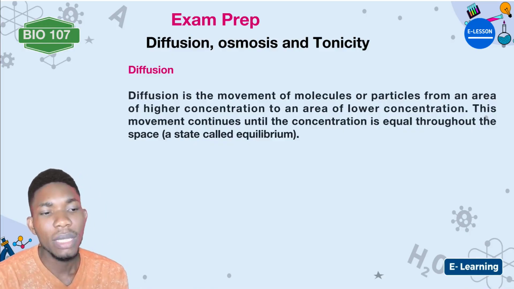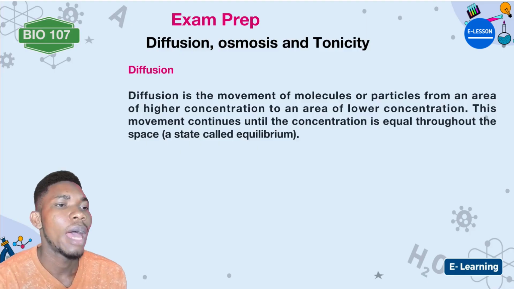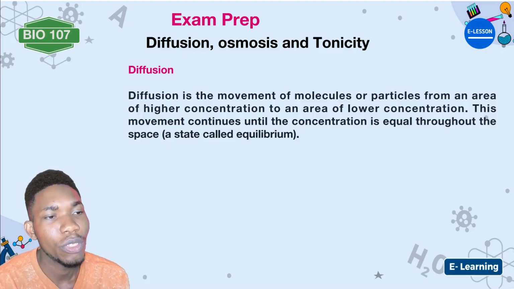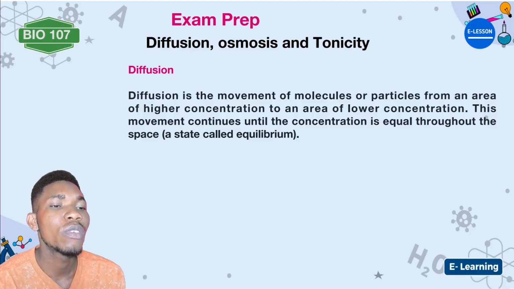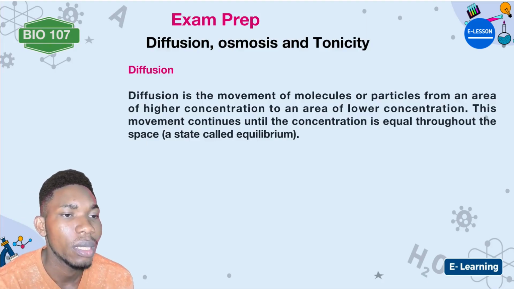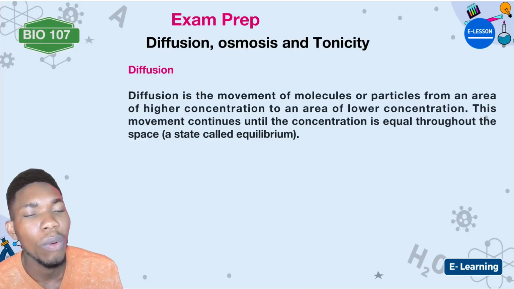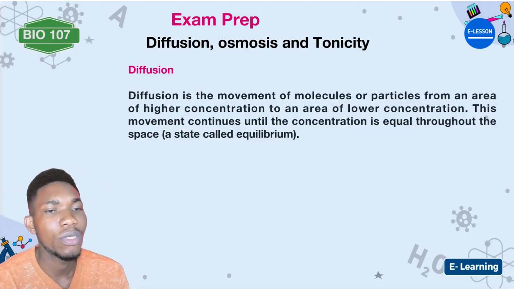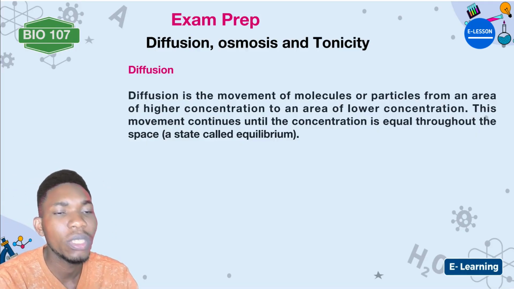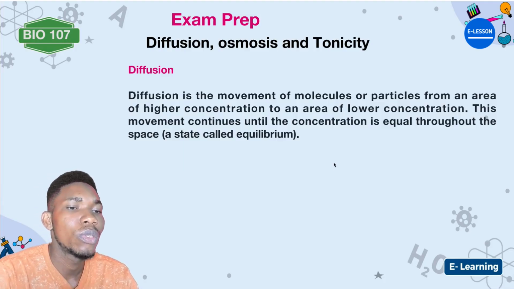Now, let's look at diffusion, osmosis, and tonicity. What is diffusion, my dear students? I believe each and every one of you knows what diffusion is. Diffusion is the movement of molecules or particles from an area of higher concentration to an area of lower concentration. That is diffusion. This movement continues until the concentration is equal throughout the space.